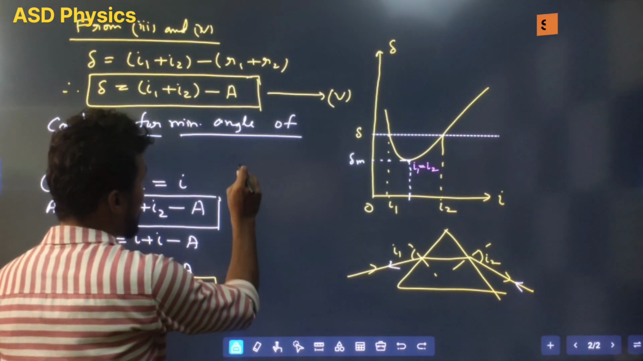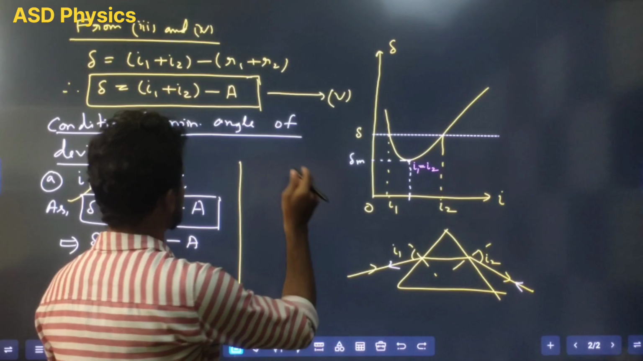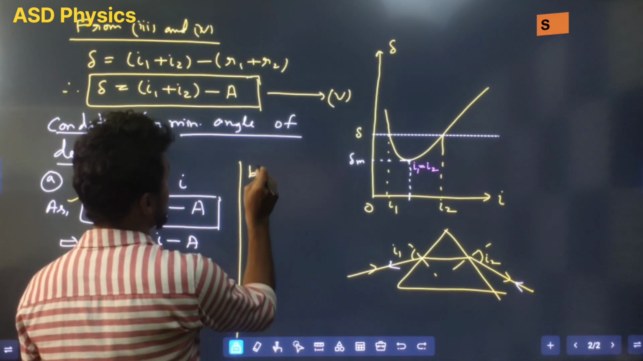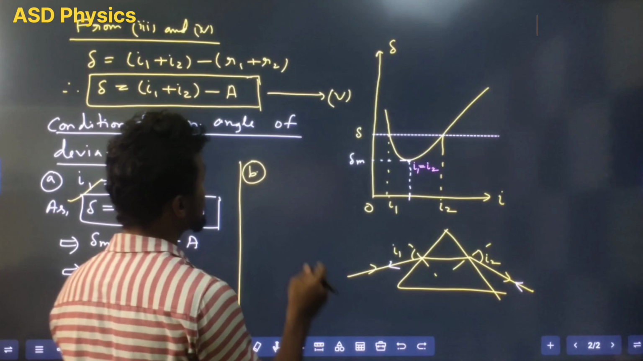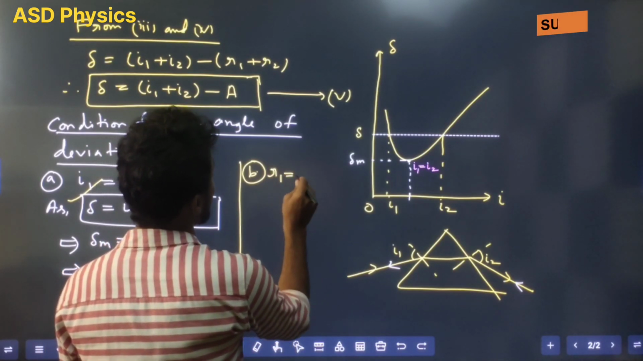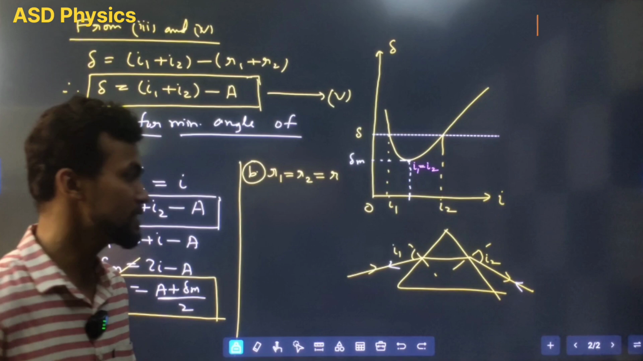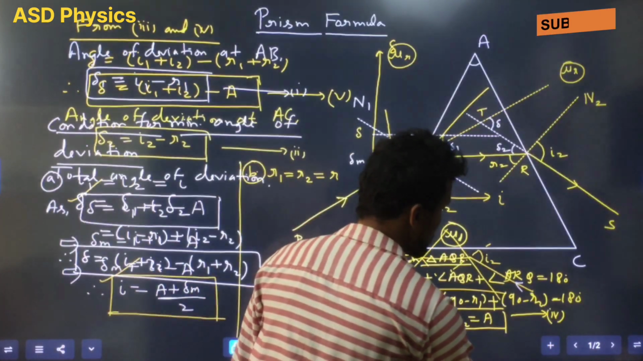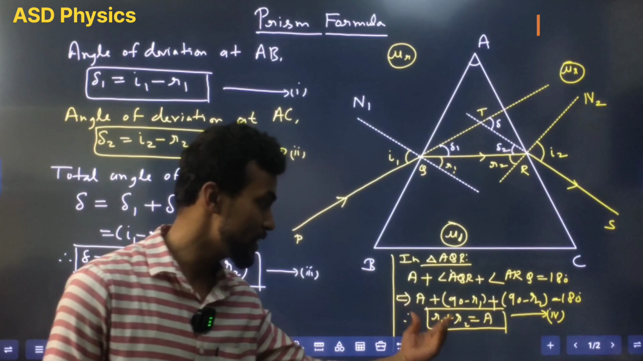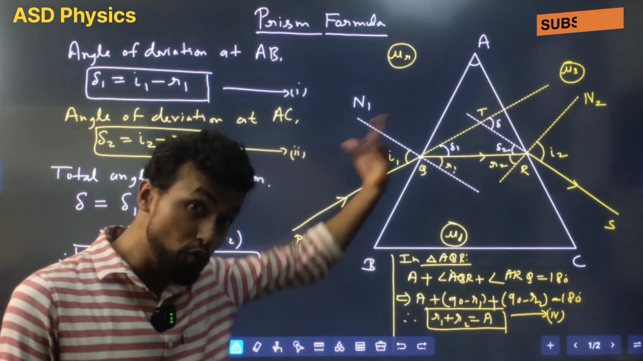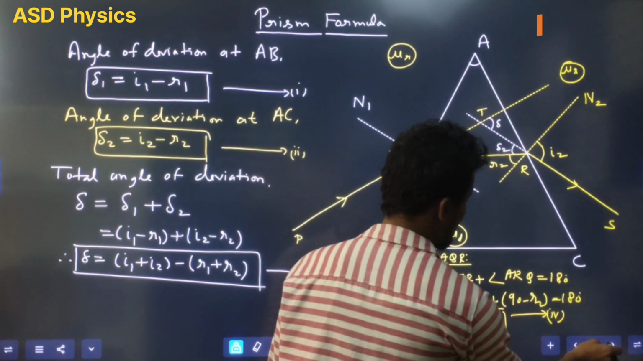After that, one more thing here. The second condition: for the minimum angle of deviation, what will happen? R1 is equal to R2 is equal to R. And you remember we have seen this equation, R1 plus R2 equal to A. So this equation we are going to use in the second condition of the minimum angle of deviation. And this is equation number 4.